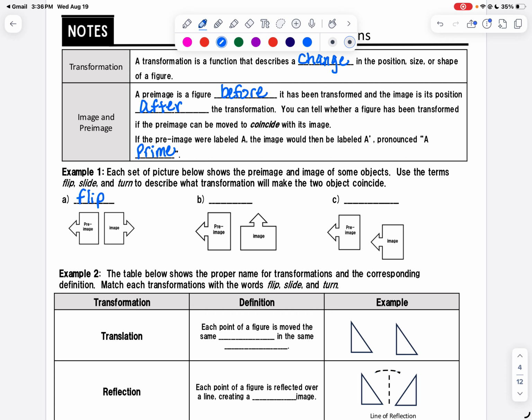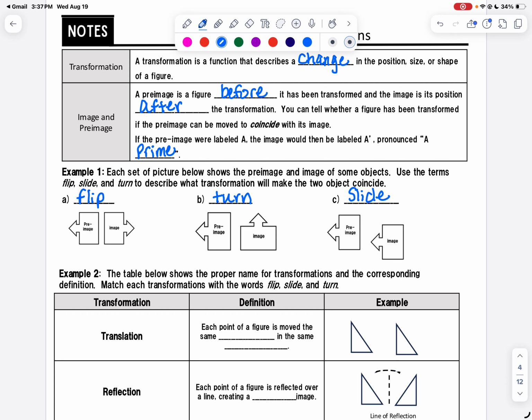Okay, problem B. In order to make our two images coincide, we would have to take the pre-image and turn it to create the new image. All right, in problem C, we have our pre-image, and we want to know what would we have to do to make it coincide with the new shape. So it looks like we'd have to move it over to the right and then down. So we call this a slide.